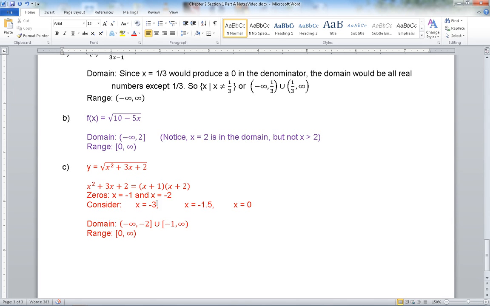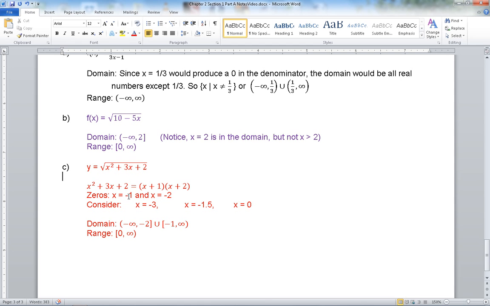Now, what about a number between negative 2 and negative 1 on a number line, like negative 1.5? Well, negative 1.5 plus 1 is negative. Negative 1.5 plus 2 is positive. And what is the sign of a negative number times a positive number? Right, that would be a negative result. So then, if I've got a number between negative 1 and negative 2, I'm trying to take the square root of a negative number, and that answer does not exist in the real numbers. As a result, I can't have any number between negative 1 and negative 2 as part of my domain.